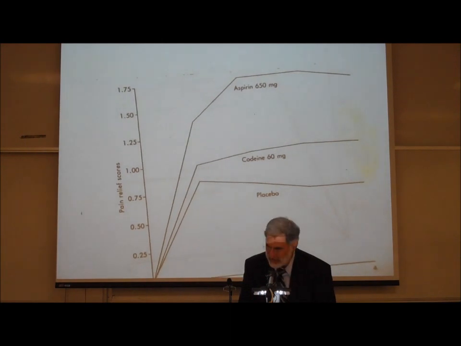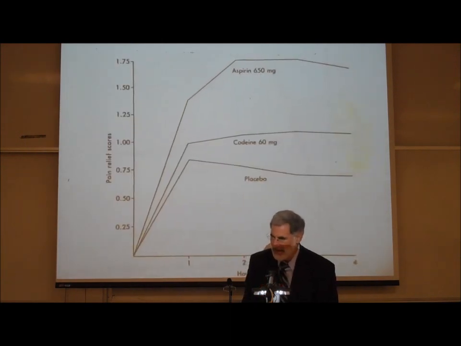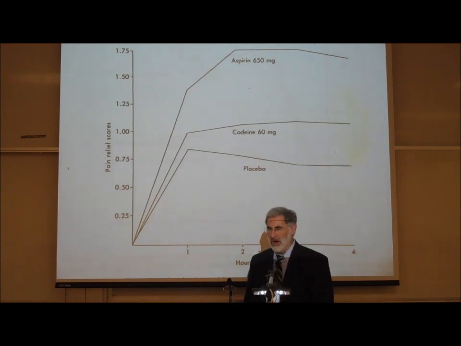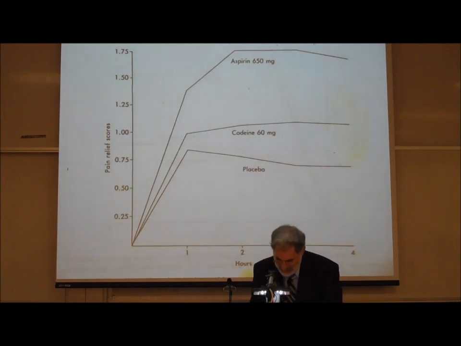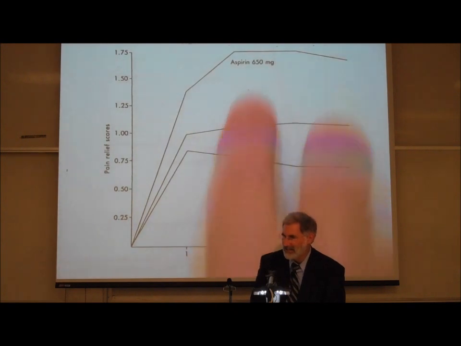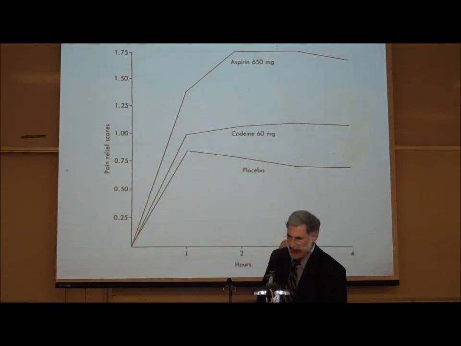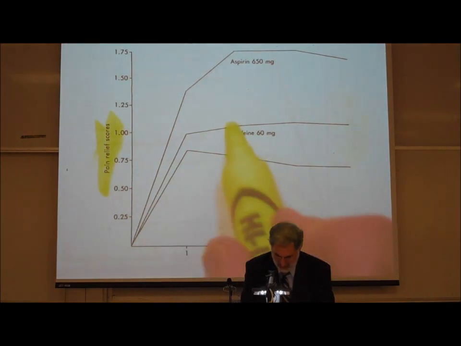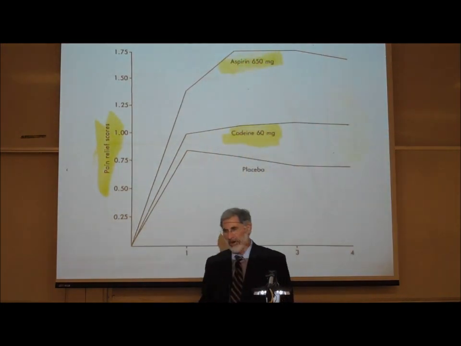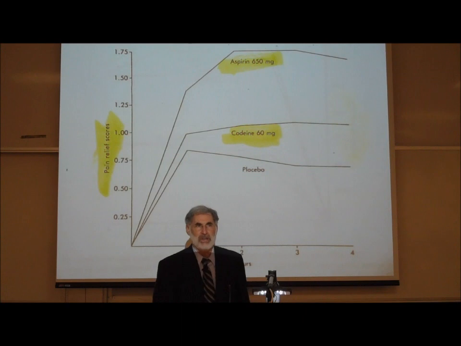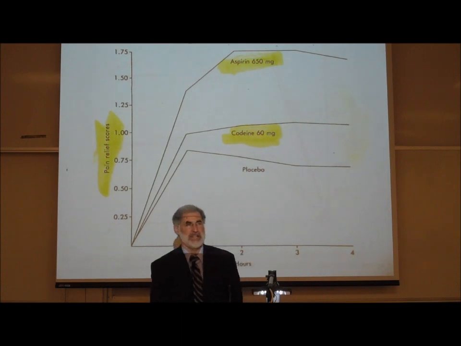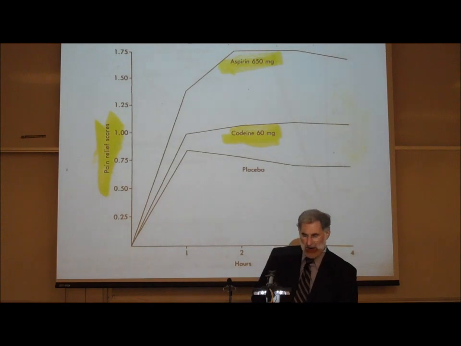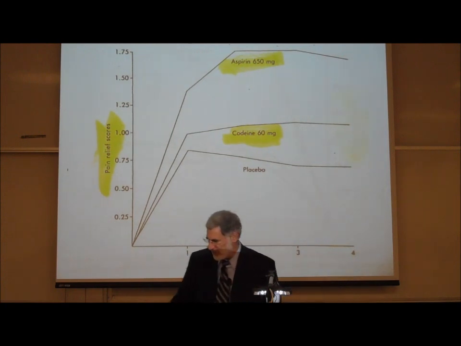Incidentally, on the previous page, this is one study that was done. You won't always see the same results. This actually showed that 650 milligrams of aspirin might actually provide more pain relief than even 60 milligrams of codeine, which is a narcotic pain reliever. So non-narcotic pain relievers can be effective, but when you're dealing with more moderate to severe pain, you do have to go to the next group.